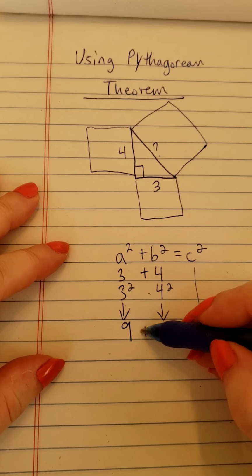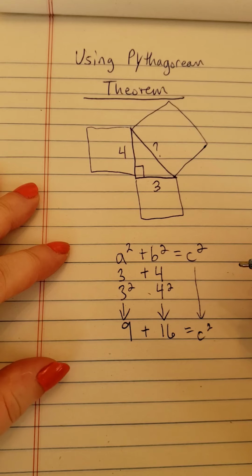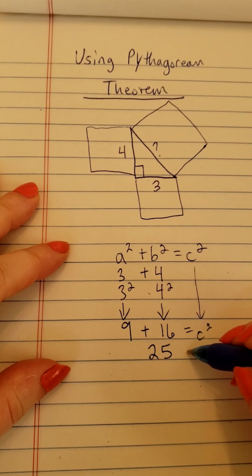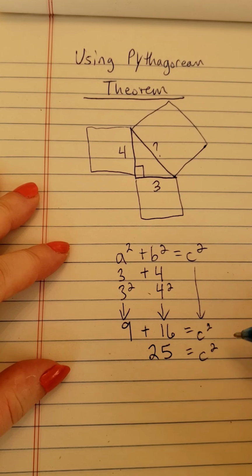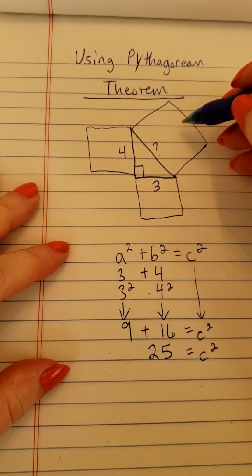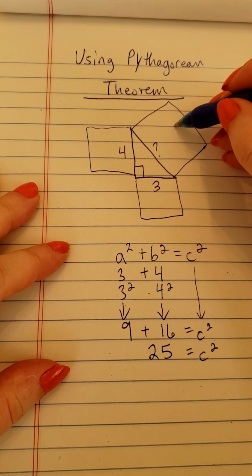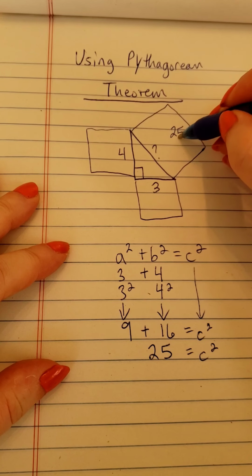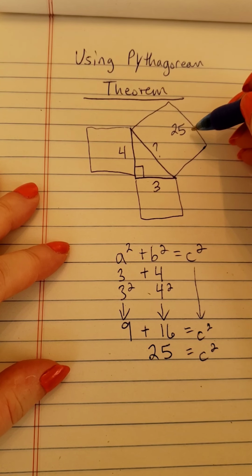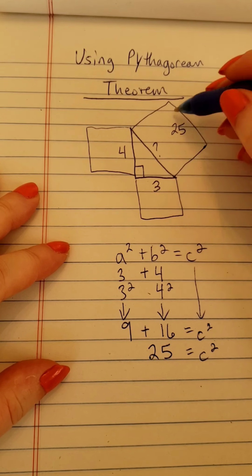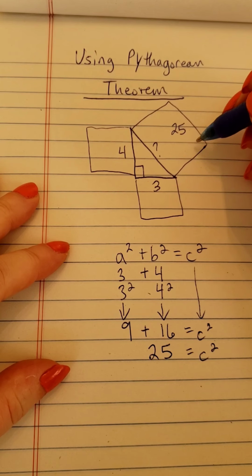We know we're adding these two up, so if we add these two up, we get 25. Now this is equal to c squared, or the area of this square. So this square is an area of 25. Now we still want to find that side length though. Okay, so this is not done yet.